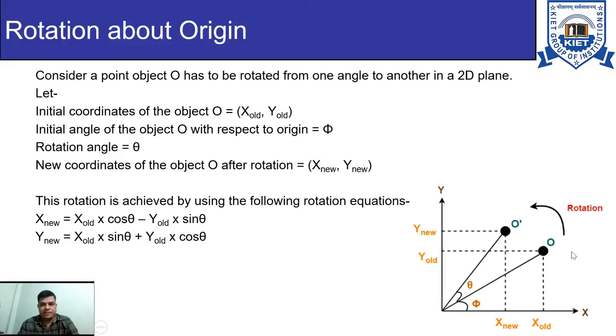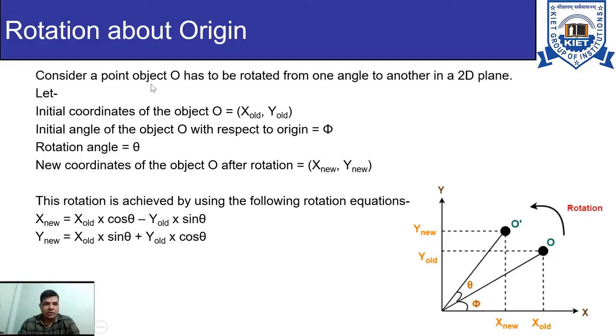So you can see in the figure, this is the initial position of an object, and the object is at an angle of phi with the x-axis. Then we are changing the position of the object from O to O dash with an angle theta, where theta is the rotation angle and O dash is the new position of the object. The initial coordinates of the point are x old and y old, and after changing the position, the new coordinates of the object are x new and y new.